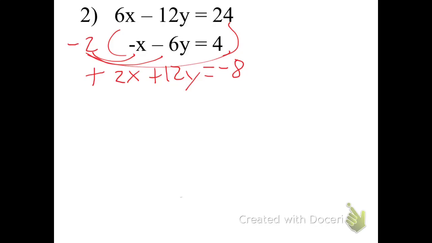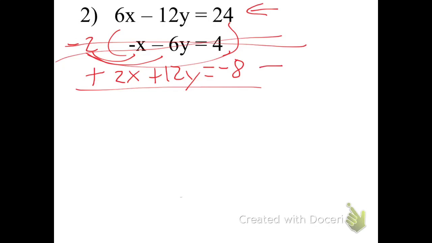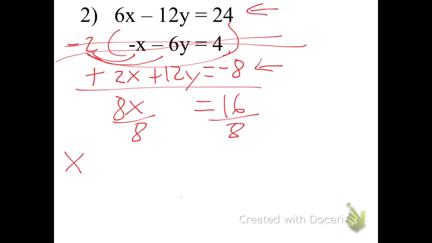I just add those equations together. So remember, this middle one's not there anymore. We're just going to deal with this top equation and this bottom one, our brand new one. You're just going to add them straight down. You got 6x plus 2x gives you 8x. And the -12y plus 12y gives you 0y. So don't really worry about the y stuff. And you got 24 plus -8, which is going to give you 16. So now we have 8x equals 16, divide by the 8 to get x by itself. So x is 2. Awesome.